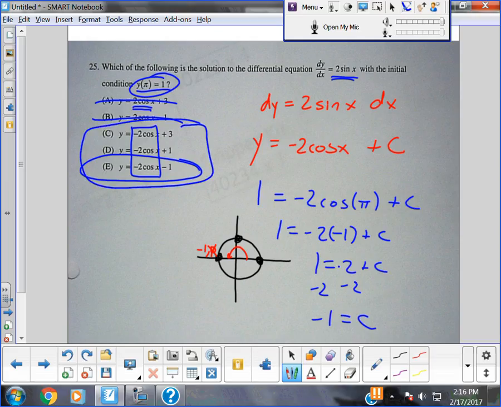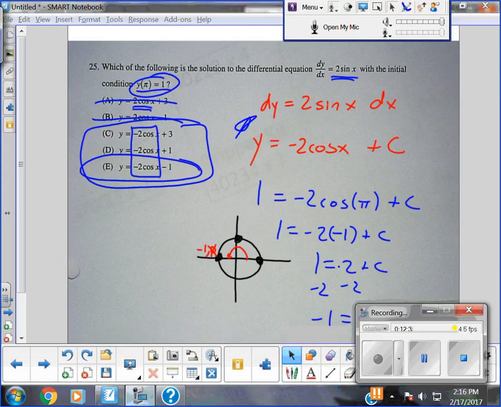Pick the method that works best for you. Personally, when I have multiple choice, I work from answers when I can versus doing it the other way. Keep practicing. AP's coming.